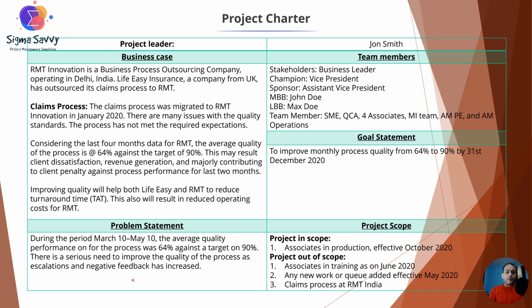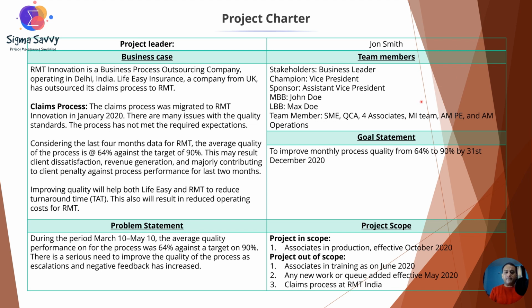Now look at the problem statement. It has to be SMART. During the period March 10 to May 10, the average quality performance on the process was 64% against the target of 90%. There is a serious need to improve the quality of the process as the escalation and negative feedback have increased. This problem statement is helping me to convince my management that this project is worth investing in.